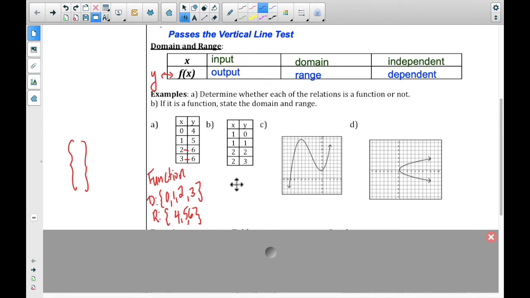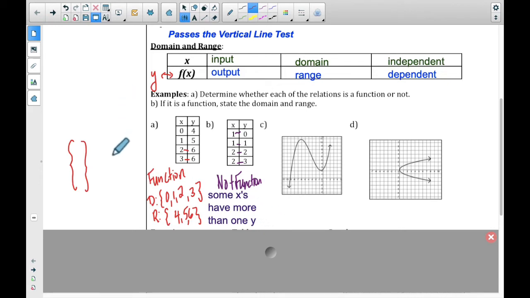If we look at function B, or not function B, right? It is not a function because every x does not have one y. Here you have x going to 1 or 0. You also have a 1 going to 1. Well, that's not a function. 2 goes to 2, and 2 also goes to 3. So that is not a function. Basically, some of the x's have more than one output or more than one y. So I typed that in there. Some x's have more than one y. That makes it not a function.